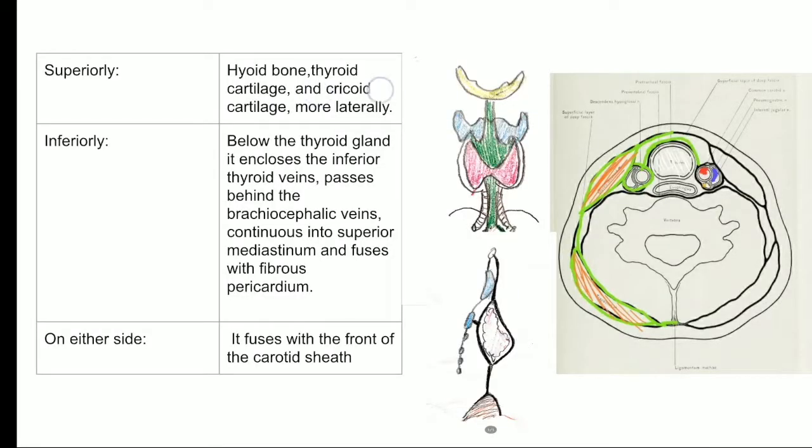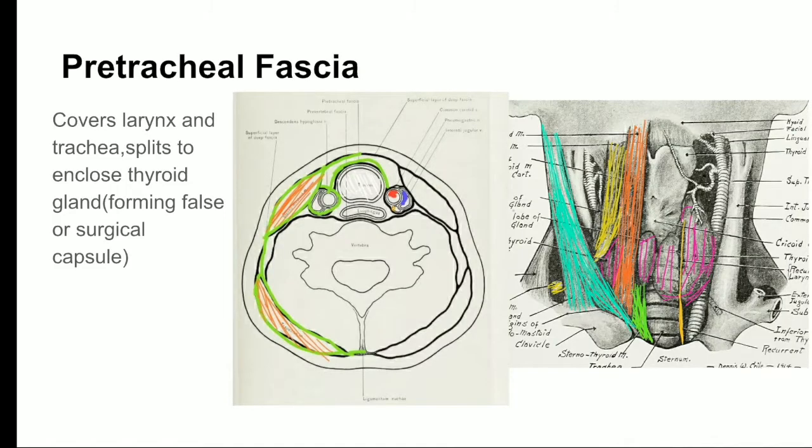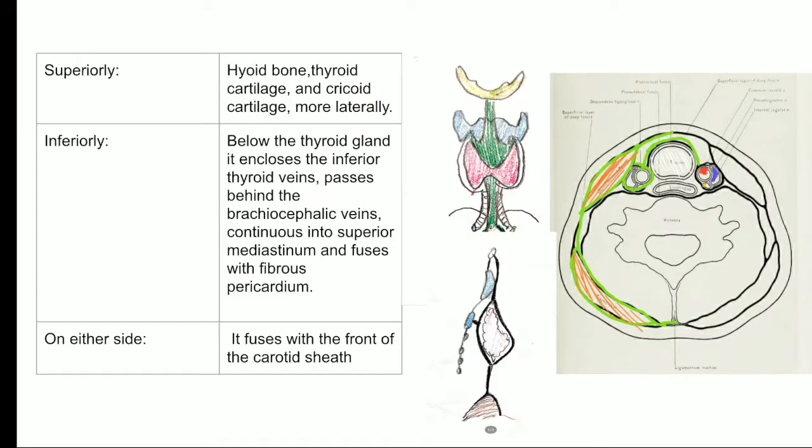So superiorly we see it extends from the hyoid bone, the thyroid cartilage, and the cricoid cartilage more laterally. So let me show you in this diagram the hyoid bone, the thyroid cartilage, and the cricoid cartilage, which is posterior to the thyroid gland. As it comes downward, it forms a false capsule around the thyroid gland, and inferior to the thyroid gland, it passes behind the brachiocephalic veins and continues into the superior mediastinum, fusing with the fibrous pericardium.